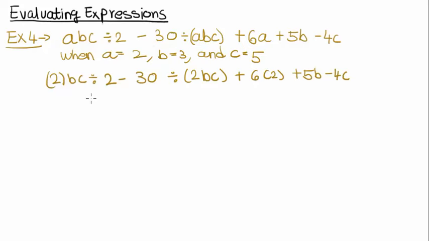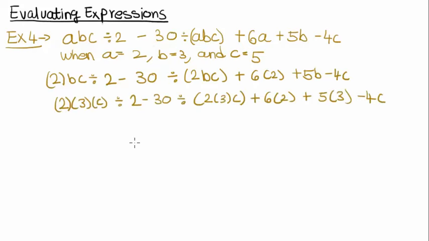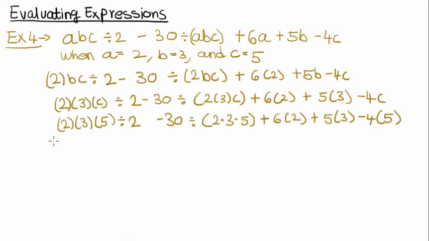Let's replace the variable b with the number 3. And then finally, let's replace the variable c with the number 5. Now we have this complicated looking numerical expression over here that we need to evaluate. Let's refer back to PEMDAS and learn that the first thing that we need to solve is the parentheses. So 2 times 3 times 5 is equal to 30.